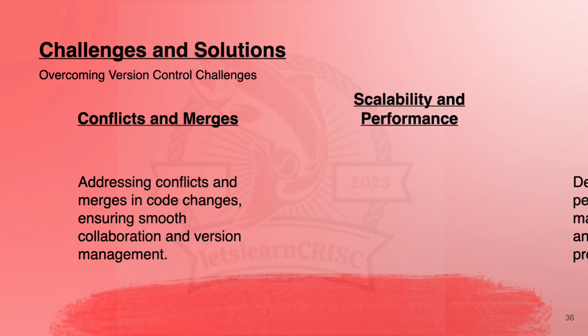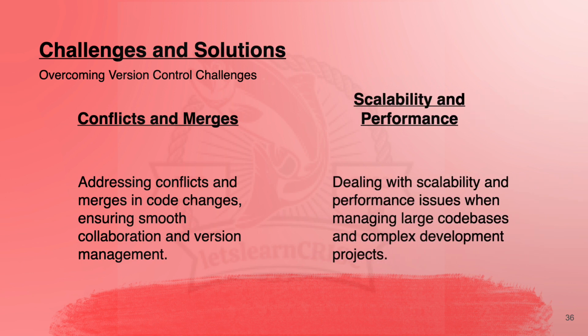Next, scalability and performance. Friends, scalability and performance in version control involve dealing with issues that arise when managing large code bases and complex development projects. It ensures that the version control system remains efficient as the project grows.